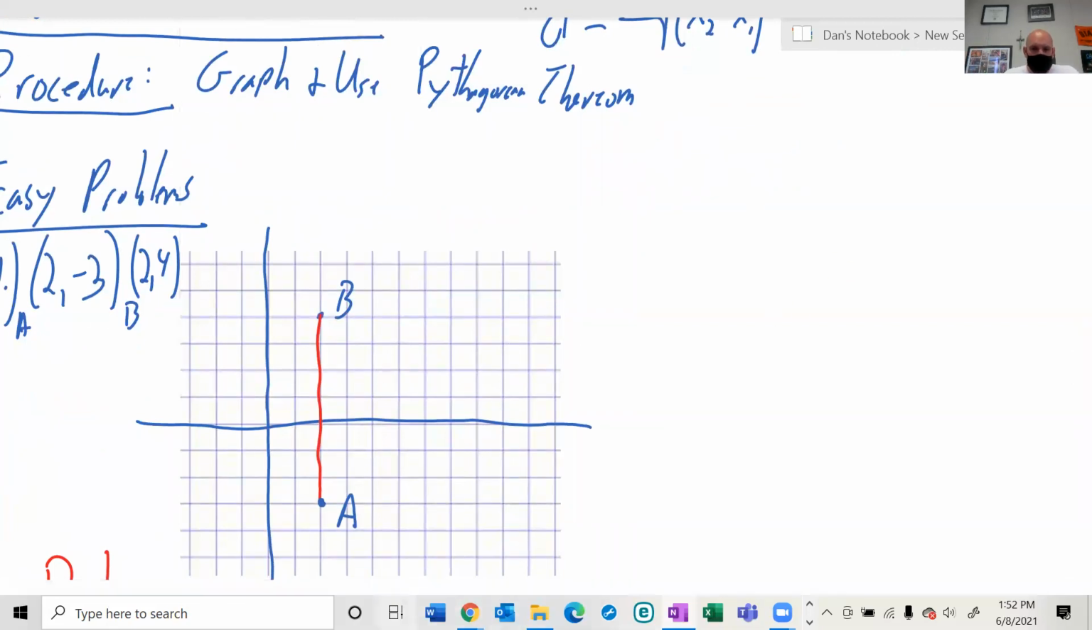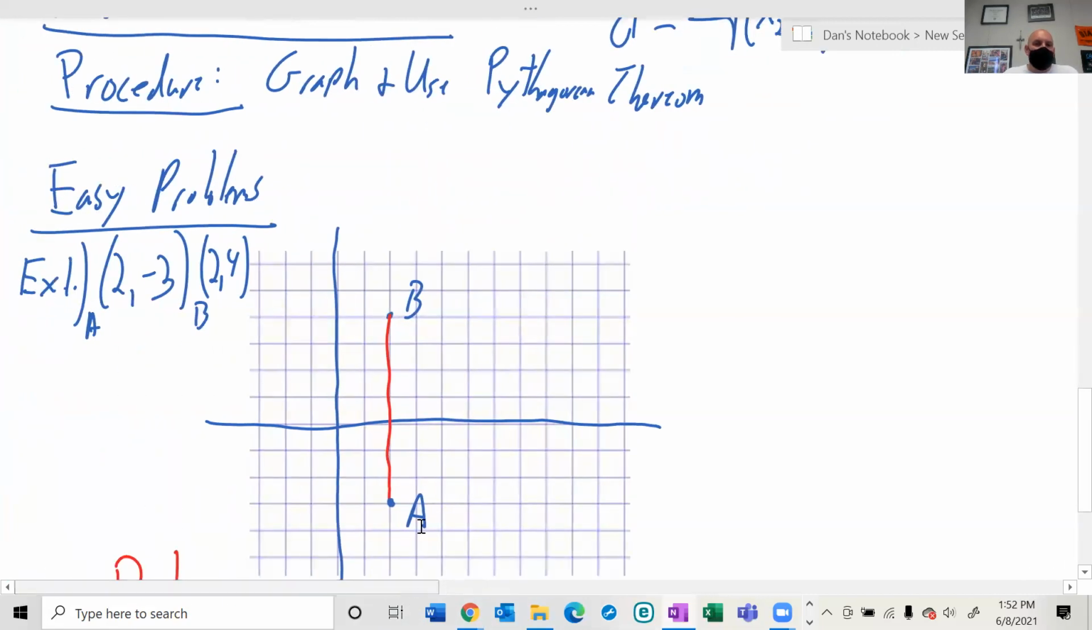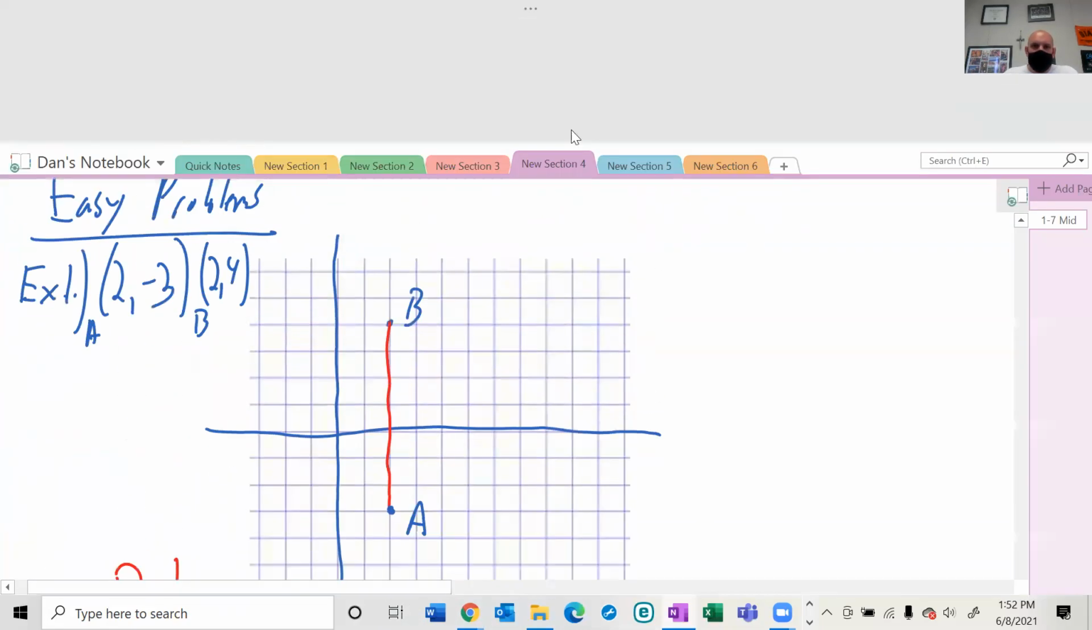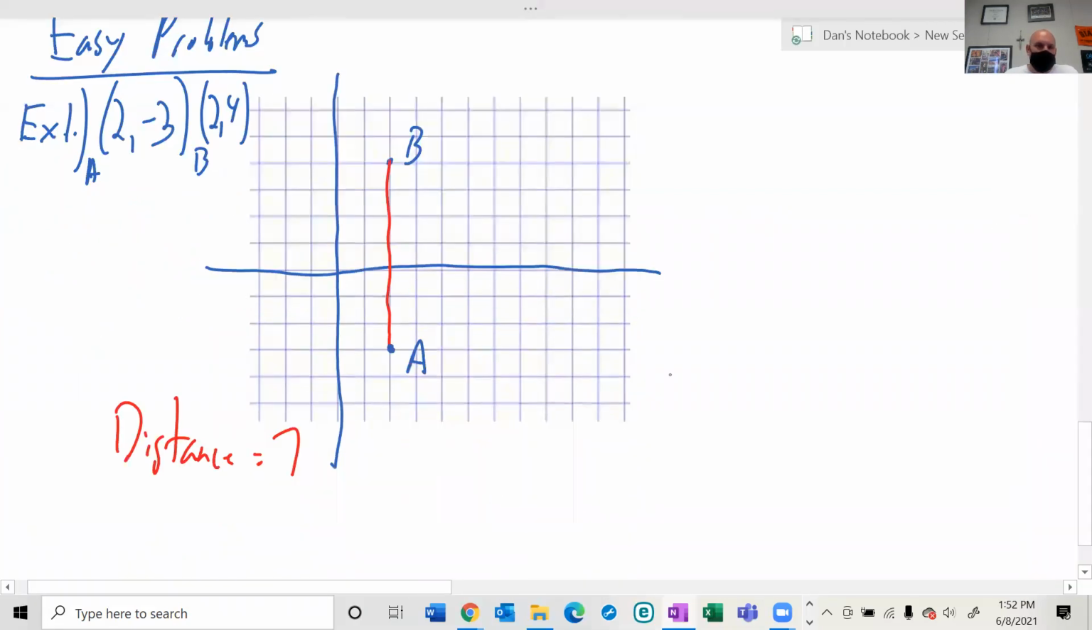Here, let's try another one. Let's see if you guys can do this one on your own. You guys graph this out, count it, and then we'll keep going. All right, here we go. Example 2. Let's do this one. We're going to go with -3, 1 and -5, 1. Graph those two dots out, -3, 1, -5, 1. Count the distance.